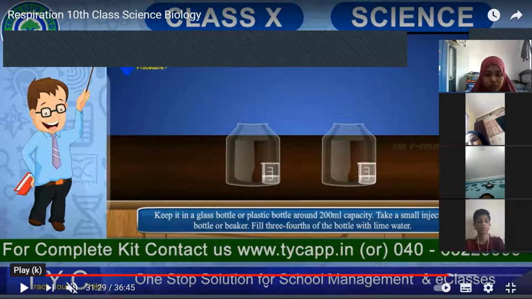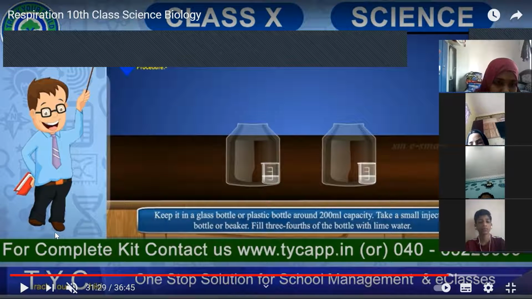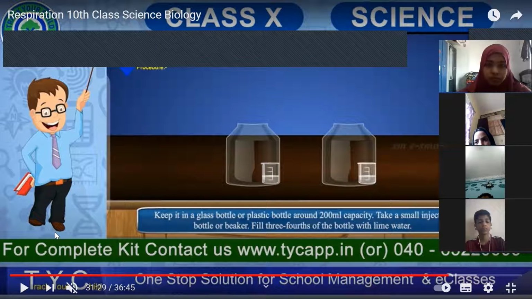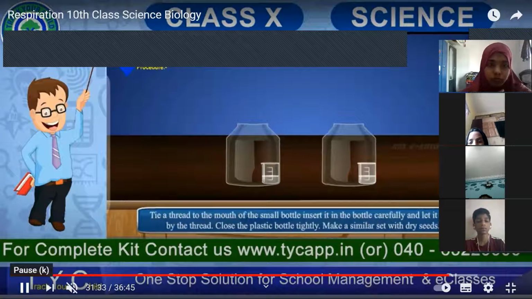And can anybody tell me, lime water is used to detect which gas? Carbon dioxide, ma'am. Yes, very good. If the gas released is carbon dioxide, this lime water turns milky. So now what are we doing? We are going to do an experiment to prove that.